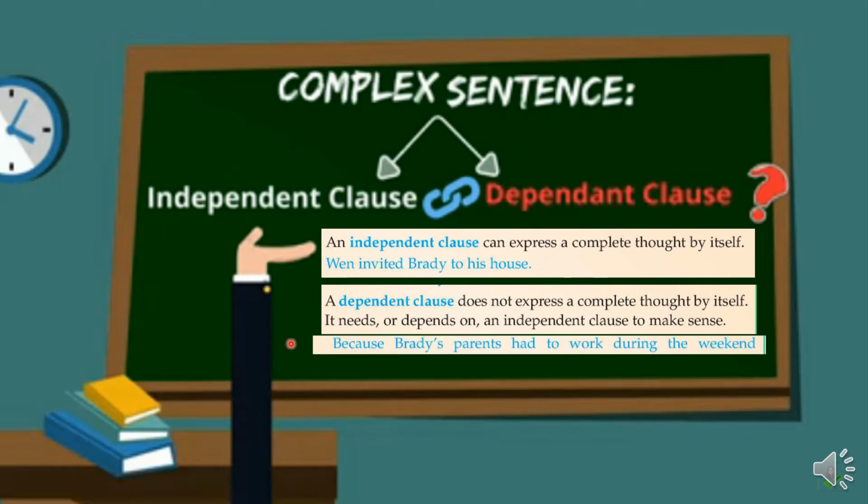For example, "because Brady's parents had to work during the weekend." In this clause, we have a subject and we have a predicate, but it is not considered a complete sentence because it cannot stand alone by itself and it does not express a complete thought. So it depends on or needs an independent clause to make sense.